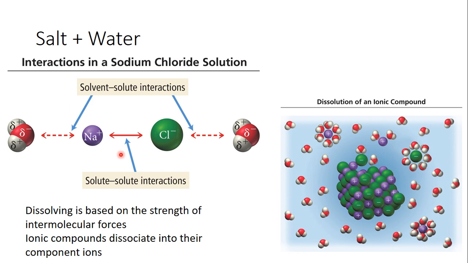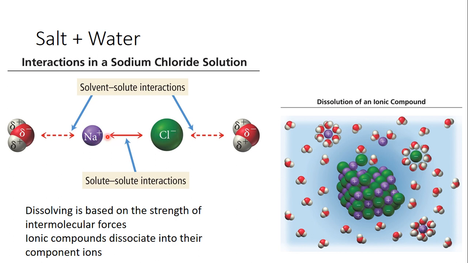So let's look at sodium chloride. If you remember from our previous videos, we said sodium chloride is an ionic compound. So there's no covalent bond. They interact purely by electrostatics. That is, a positive is attracted to a negative.